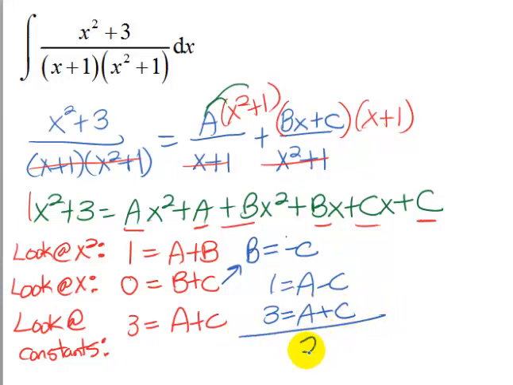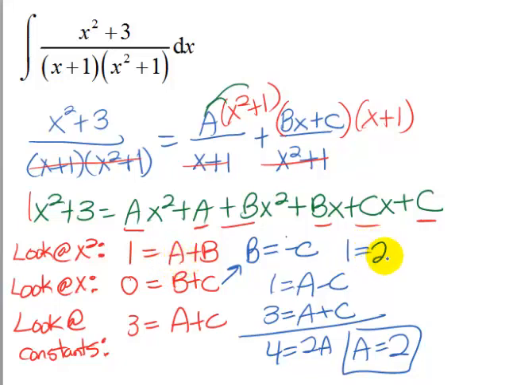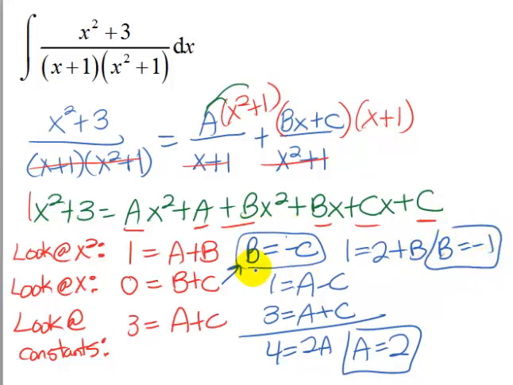The C's would cancel, 2A equals 4, so A equals 2. Well then, if A equals 2, we could substitute that in to find B. So 1 equals 2 plus B, so B must be negative 1. And then here's our connection between B and C, so if B is negative 1, C must be 1. So this was easy to just do some quick substitutions because we had a lot of terms missing.